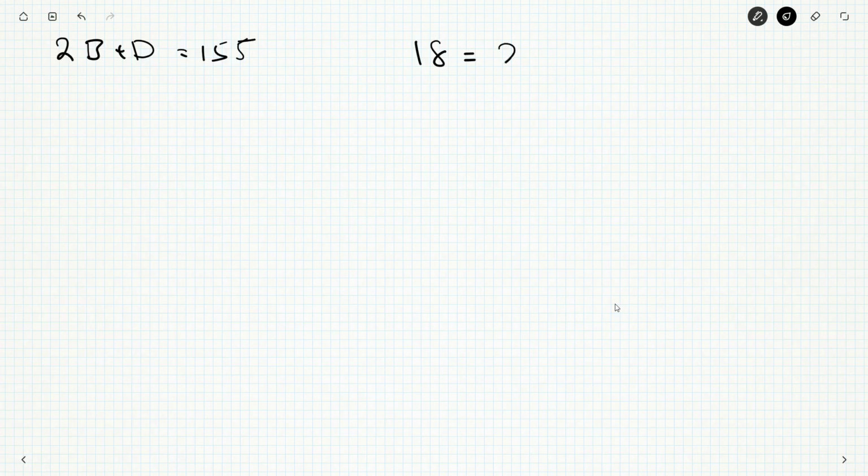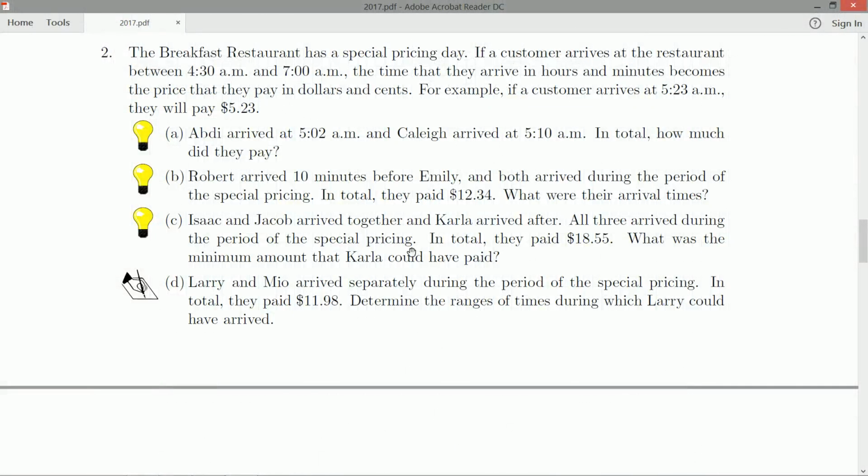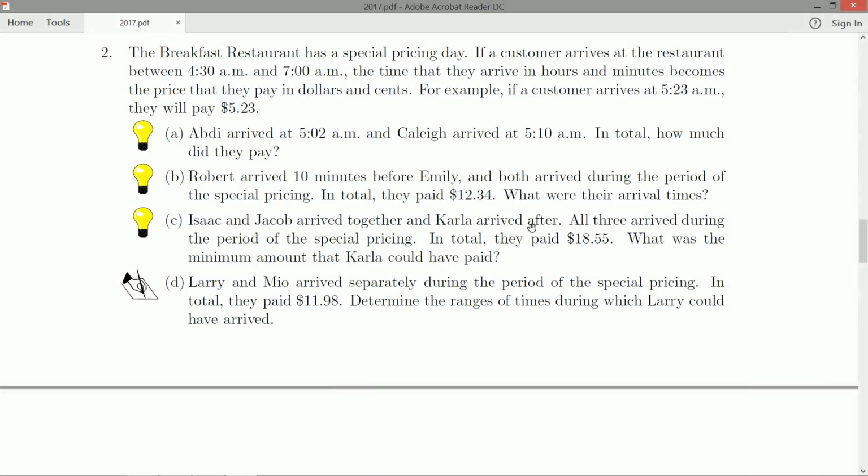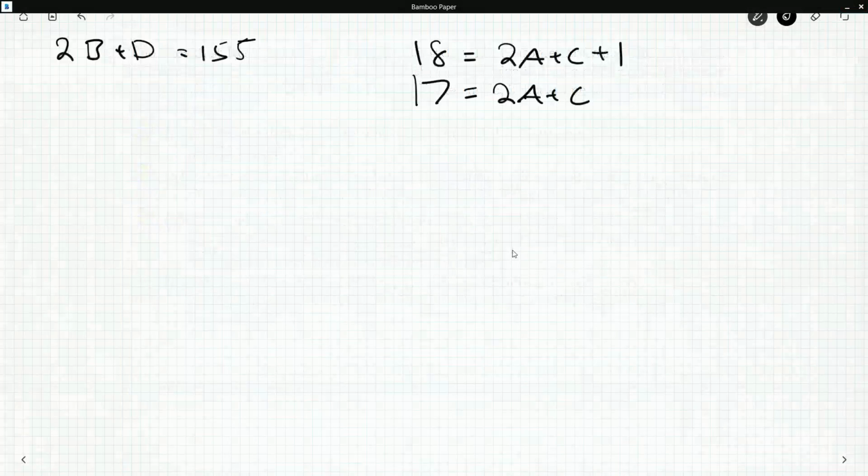So 18 is then going to be 2A plus C plus 1. And so 17 is 2A plus C. And what do we want? The minimum amount that Carla could have paid. Okay, and does it say Carla arrived after? Yeah, Carla definitely arrived after Isaac. So, what does that tell us?